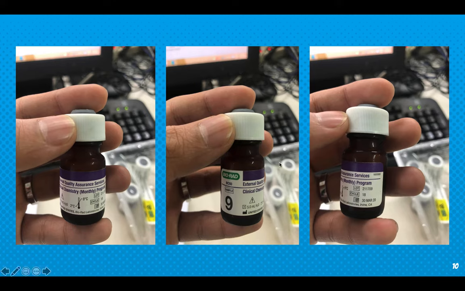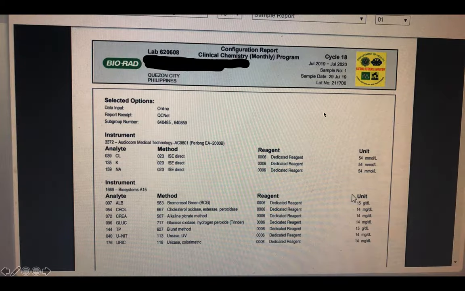So as you can see here, you will be adding 5 ml of your water, and you should store it from 2 degrees centigrade to 8 degrees centigrade. So it's very important when it comes to the storage of your reagents. And aside from that, look, we're actually on cycle 18 now, and we have this lot number 211709. So it's very important, the lot number. Again, remember calibration: when the lot number changes, you recalibrate.